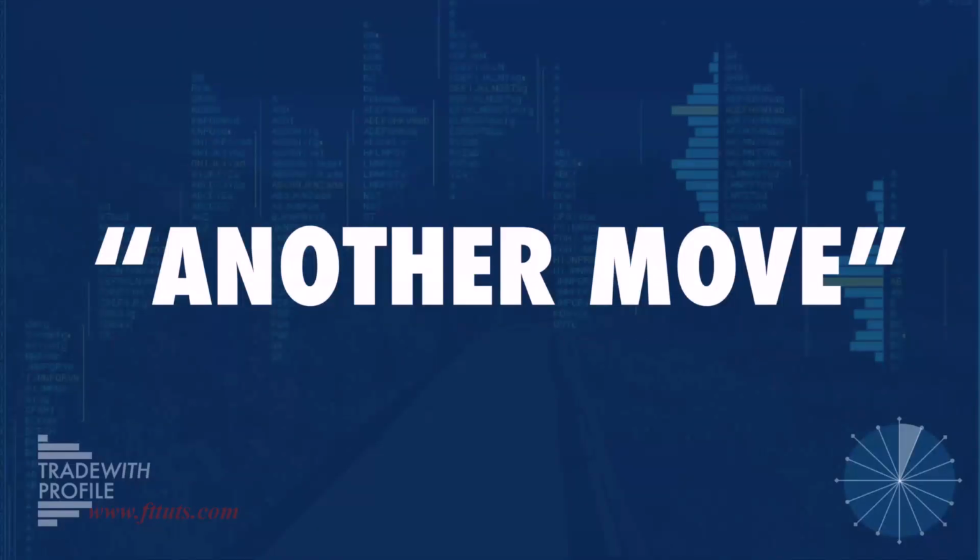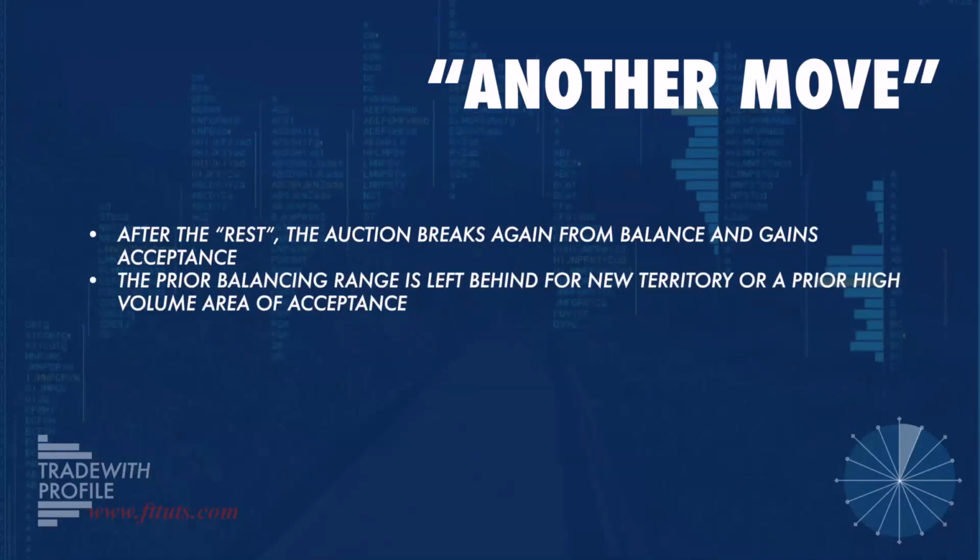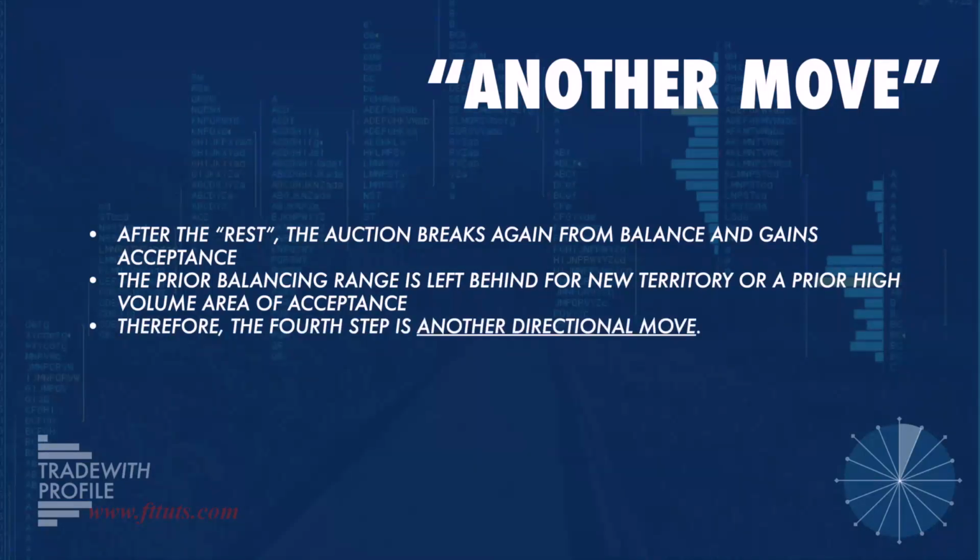Now, when it makes an attempt that looks like a test, but it actually holds, that's another move. So this is where we're still at rest, and then the auction breaks from balance and gains acceptance. And the prior balancing range is left behind for new territory or a prior high volume area of acceptance. And that's the fourth step, another directional move.